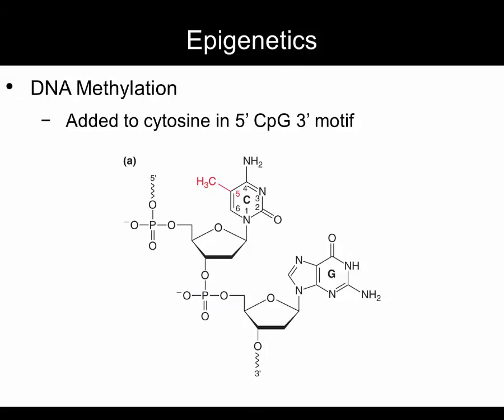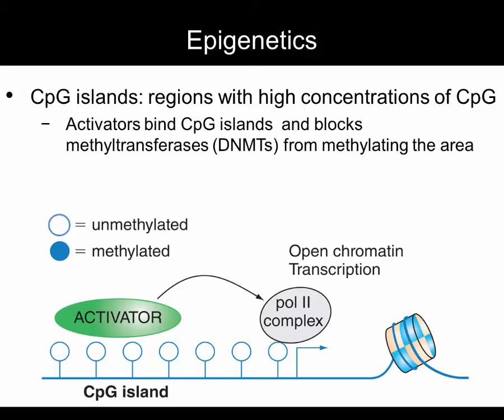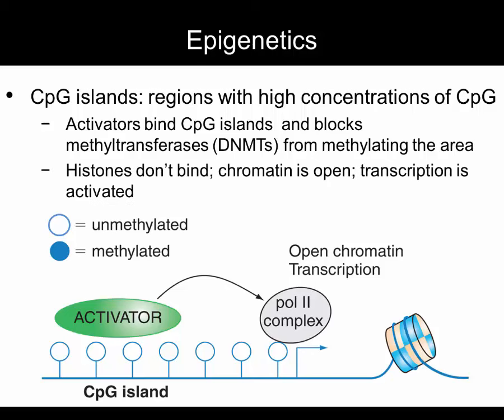There's another fascinating way transcription can be regulated called epigenetics. Eukaryotes sometimes add a methyl group to a cytosine that is followed by a guanine. This simple sequence is called a CpG motif. There are some regions of DNA with a high concentration of these motifs called CpG islands. Another way activators can function is to bind CpG islands to prevent their methylation by methyltransferases. Histones don't bind unmethylated islands, leaving the chromatin structure open and the promoter accessible for transcription.